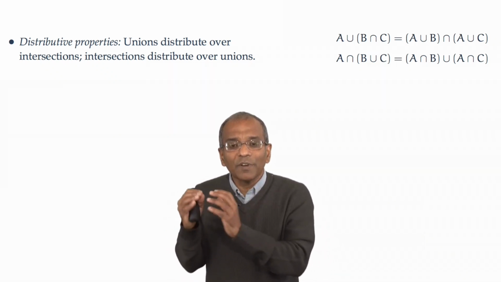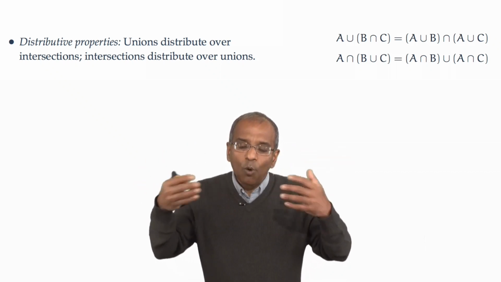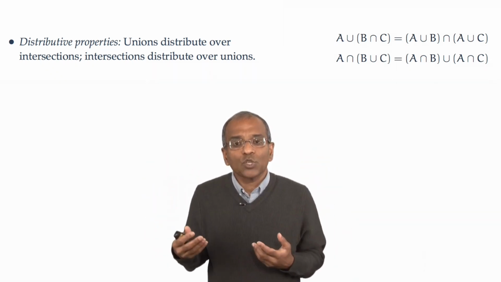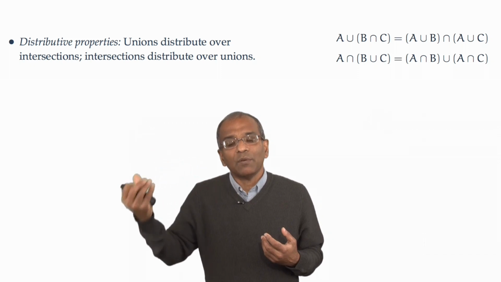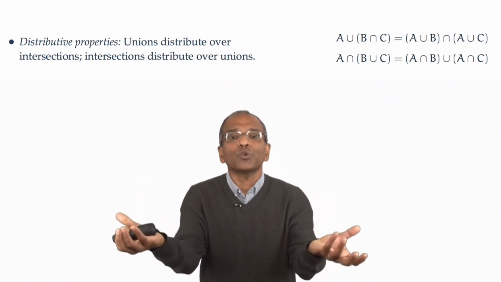The intersection of A with B union C is the same object, the same set, as obtained by intersecting A with B first, then intersecting A with C, and taking the union of those two. Now, what I've shown you is two operations, unions and intersections, which have the familiar features of ordinary arithmetic addition and multiplication.